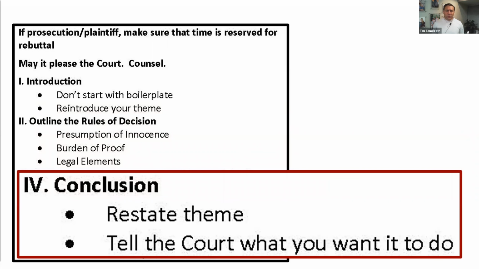Now, once you've explained how each of the questions should be answered, you're ready for your conclusion. So you're going to restate your theme, and you're going to tell the court what you want it to do. So if you're the plaintiff, you want to tell the court, that's why now at the end of trial we come to you and ask that you find in favor of the plaintiff, or if you're on the defense, you're asking the court to find in favor of the defense.